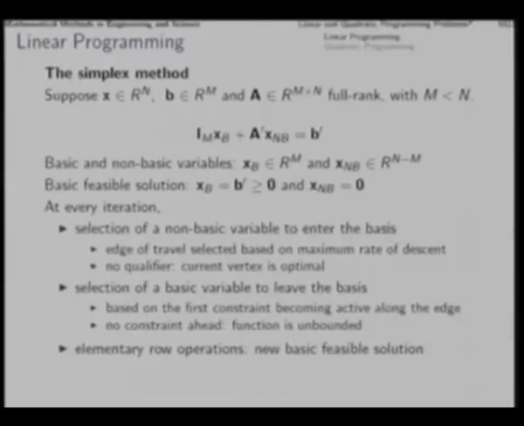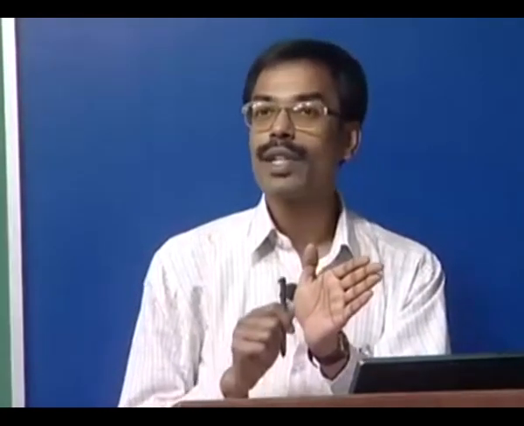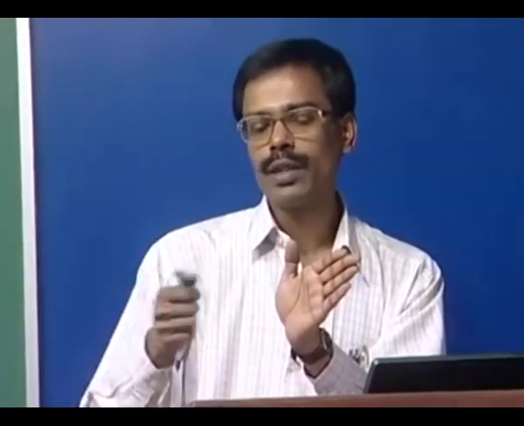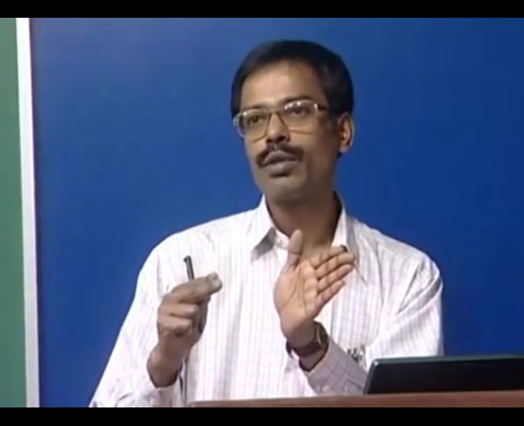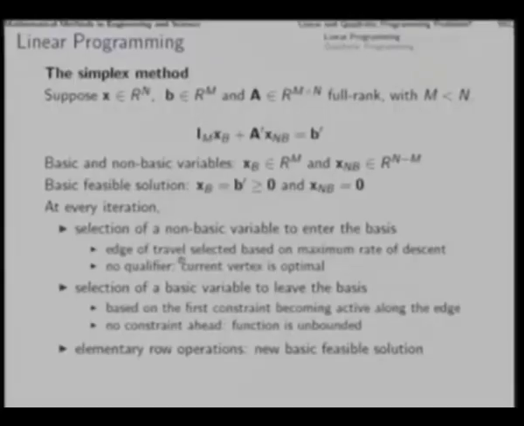So, at every iteration from the current vertex we select a non-basic variable to enter the basis. That means, we select that constraint which is going to become inactive now. Okay. If no direction, no edge we can find, that is, leaving none of the current active constraint boundaries is going to be an advantage, then that will mean that we have converged, the current vertex is optimal. On the other hand, if several edges qualify along which there is an advantage, then we choose that edge, that direction along which the advantage is maximum, that is the fastest rate of descent.